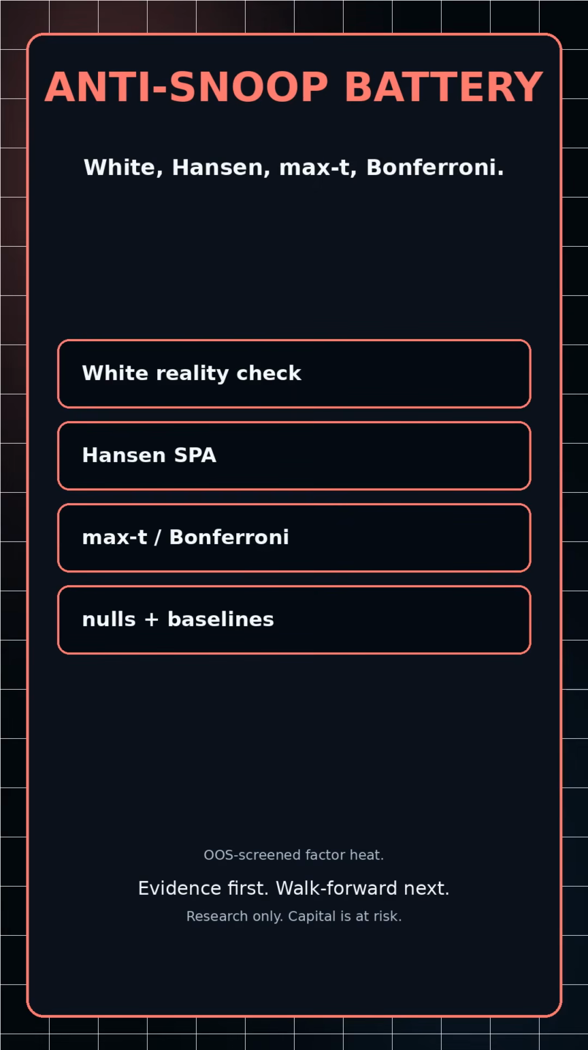The formal anti-snoop layer is the stats battery. White-style reality checks, Hansen's SPA, Max-T, and Bonferroni-style multiple test controls, plus nulls and baselines. The point is to reduce the chance that we are only finding noise.